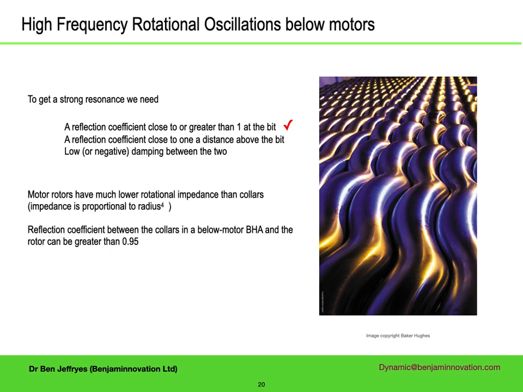The top reflection coefficient in this case is purely geometric. Everything rotating below the motor is attached to the rotor, and the rotor is thin. Here is a picture of some rotors on the right. Again, copyright Baker Hughes. Collars are fat. Rotational impedance is proportional to radius to the power 4, so there is a big impedance contrast. It's very similar to a free boundary. The reflection coefficient can be 0.95 or greater.